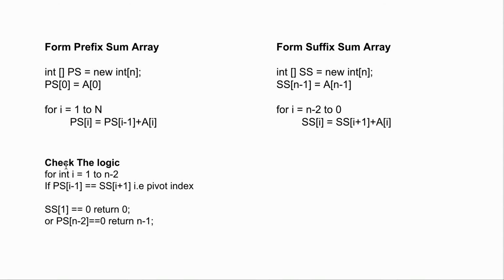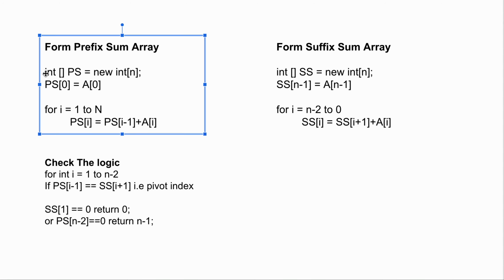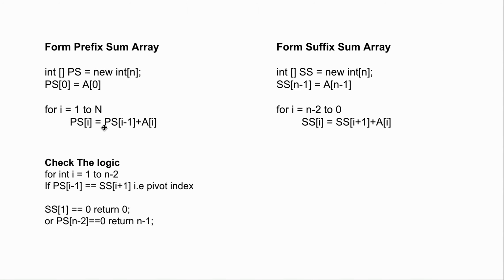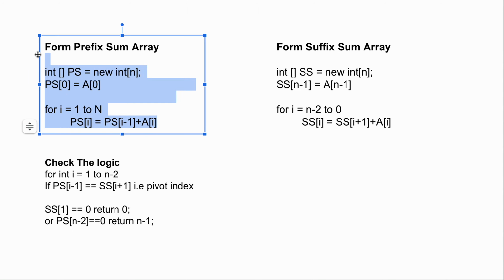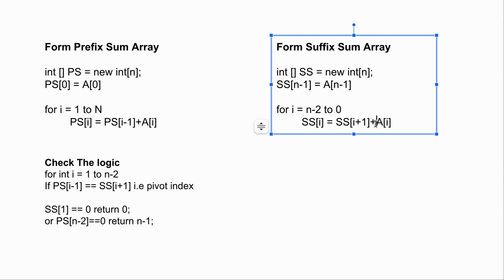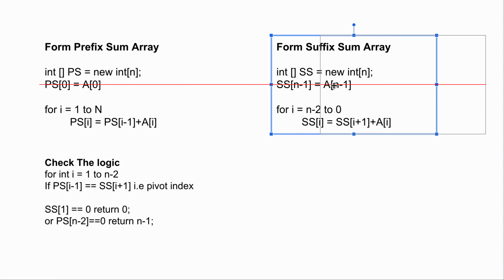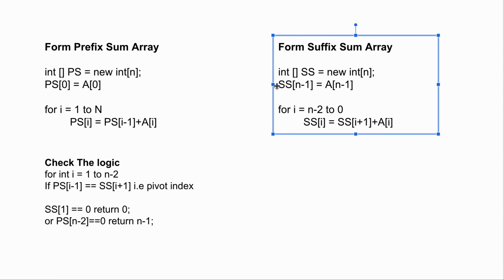So what is the algorithm here? First thing is we will form the prefix sum, that is this particular array we will be forming. Then we will be forming this suffix sum. So this is how we form the suffix sum. This is exactly opposite. We started from 1 to n. Similarly, we will start from n minus 2 to 0. And we initialize the last element, n minus 1, exactly opposite of what we did for the prefix.